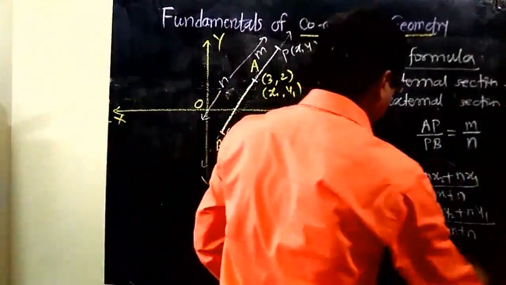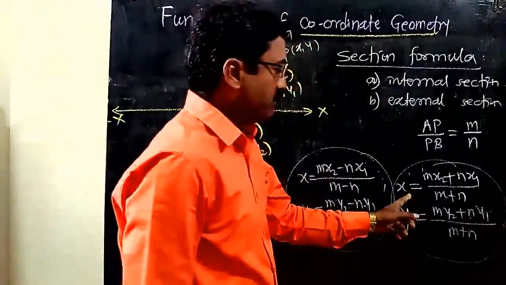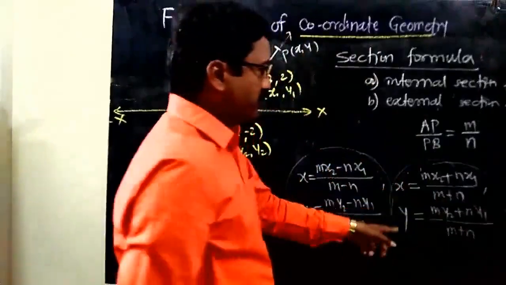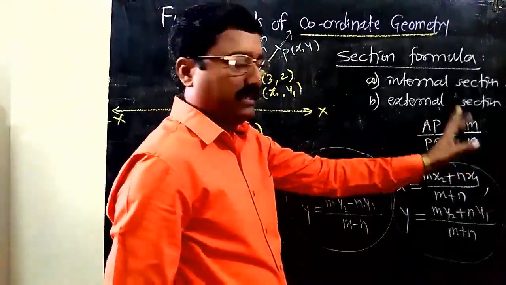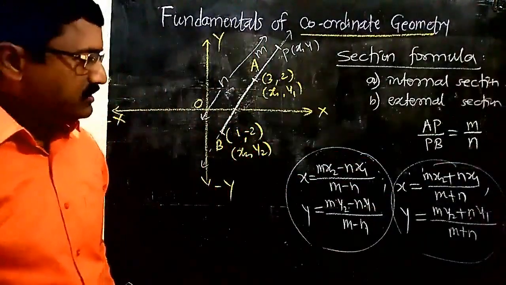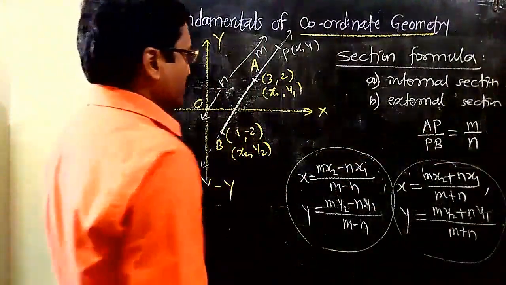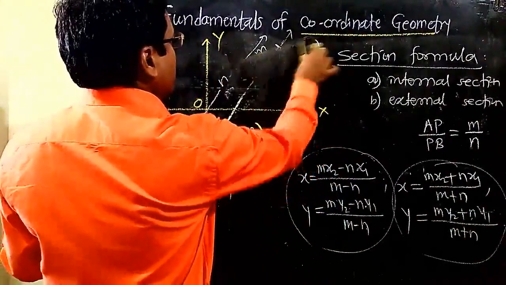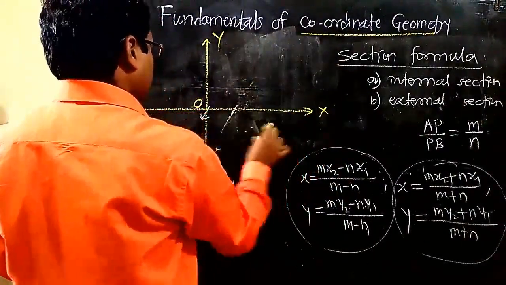And these are the two formulas to find the x and y coordinates of a point which divides segment AB internally in the ratio m is to n. So these are the two section formulas. Let us see the corollary of this section formula.